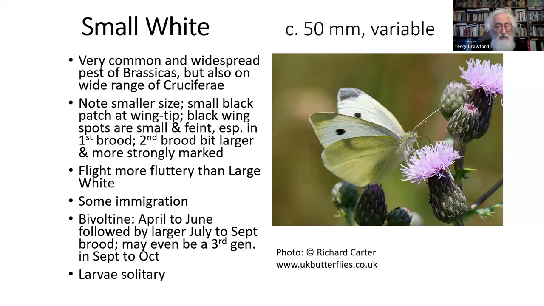They're on the wing more or less the same time of the year, the two generations, as is the case for the large white. The larvae are solitary though. They don't occur in groups, as is the case with the large white. And the small white, yes, it can be a bit of a garden pest, but they also lay eggs on quite a wide range of wild cruciferae.